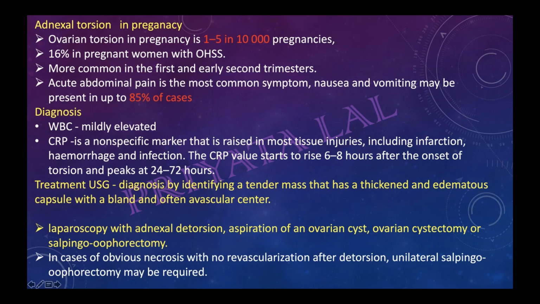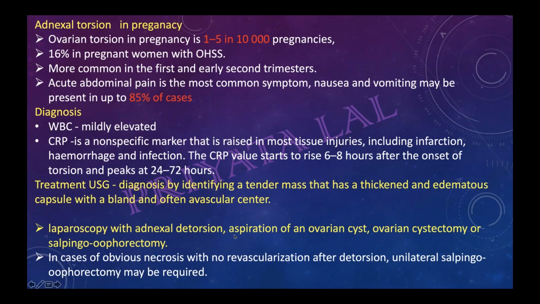Diagnosis is done by USG. I have already spoken: the ovary will be large and edematous. There would be loss of Doppler signals, or what they are saying is an avascular center. That means no vascularity. What could be the treatment? Answer is this: in pregnancy, laparoscopy with adnexal detorsion, either aspiration of cyst, ovarian cystectomy, or salpingo-oophorectomy.